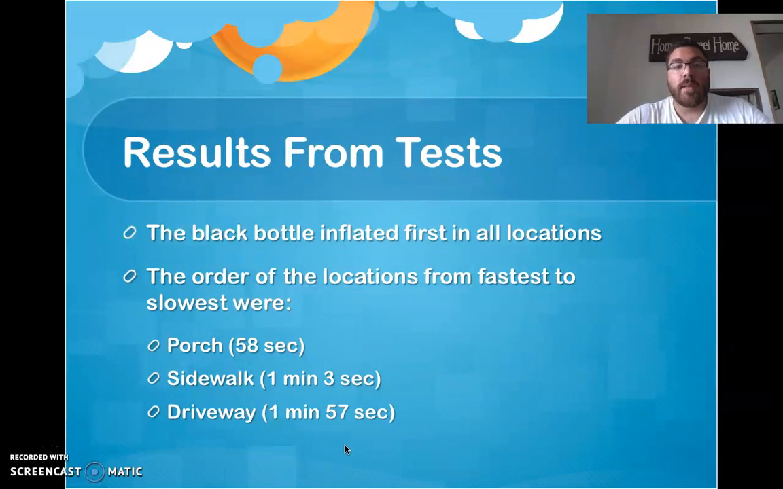So the results from the test, as you could see, the black bottle inflated first in all locations, showing that the darker the color of the bottle, the quicker it will heat up and absorb more sunlight. And the order of the locations from fastest to slowest were the porch with 58 seconds, the sidewalk with just over a minute, and the driveway with almost 2 minutes.